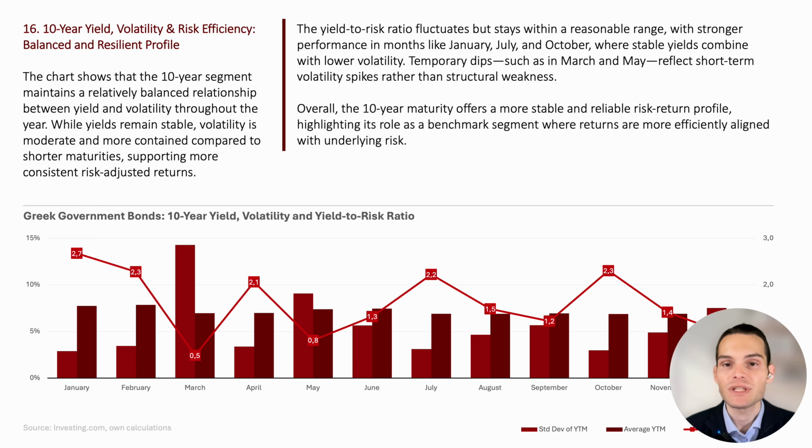The 10-year maturity segment appears more balanced and stable compared to short-term bonds. Yields remained largely consistent throughout the year, while volatility stayed more contained than in the 2-year segment. As a result, risk-adjusted performance remained more stable, indicating a more balanced relationship between return and risk in the long-term segment of the yield curve.